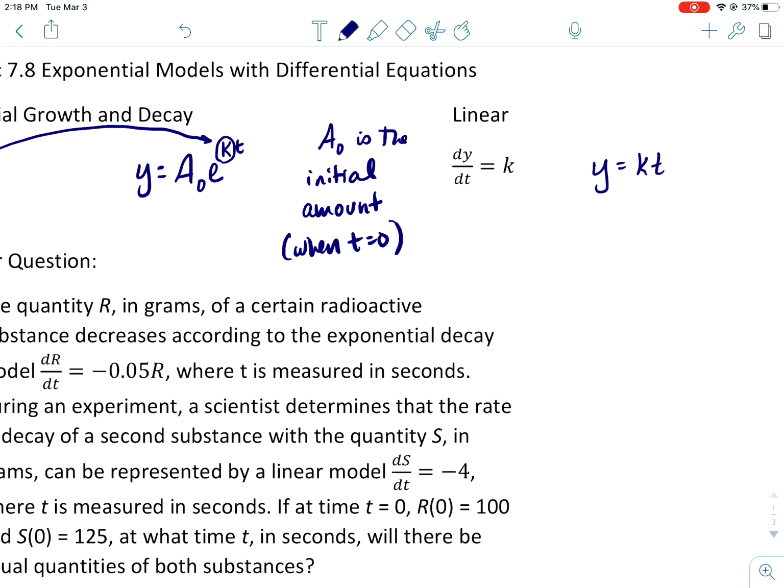Okay, she's on her way. All right, and then what do you guys think the y-intercept is going to be? A sub 0. Good job. All right.